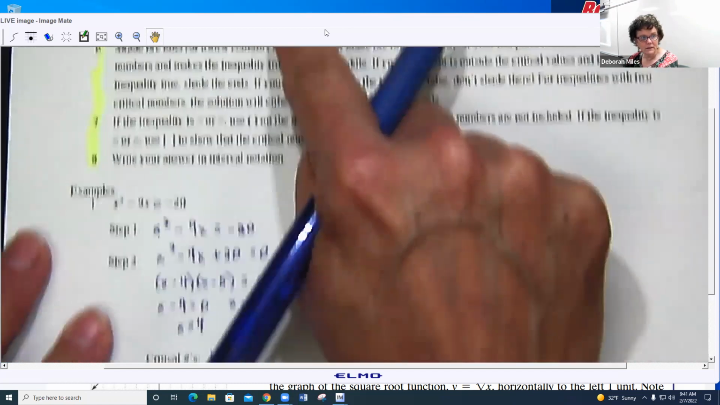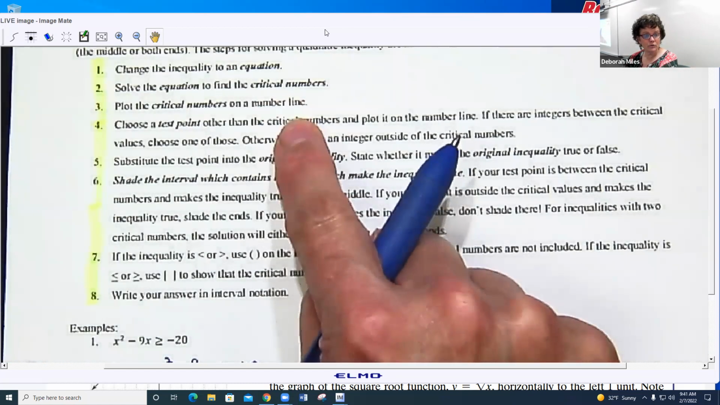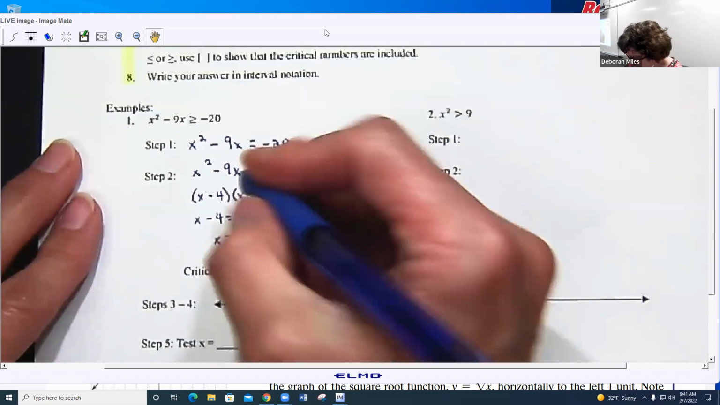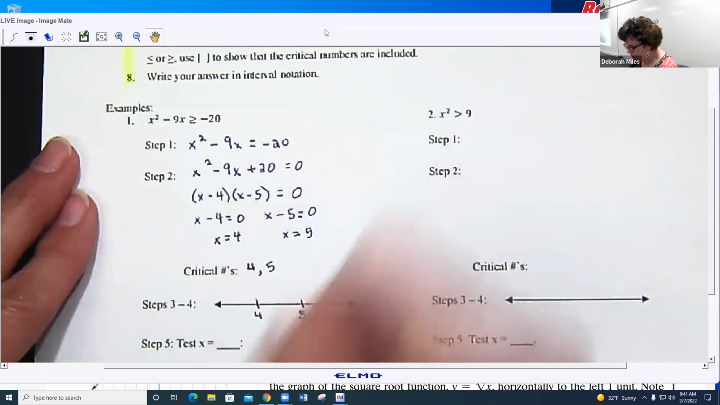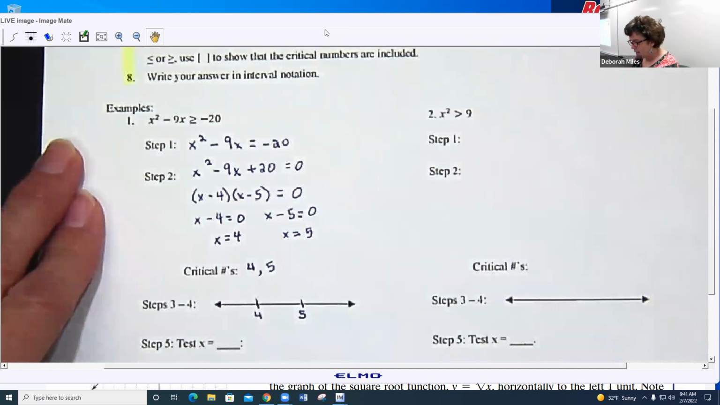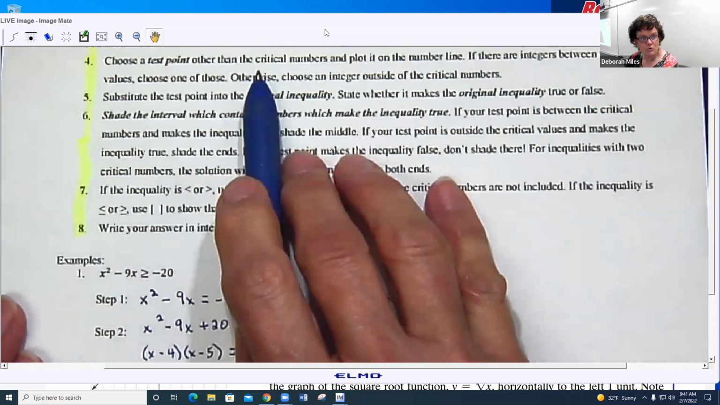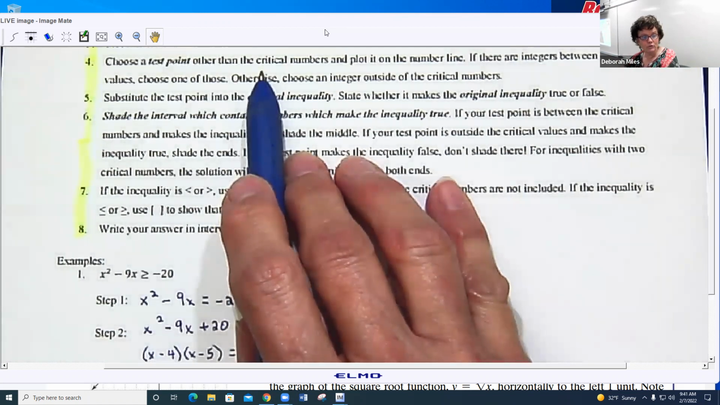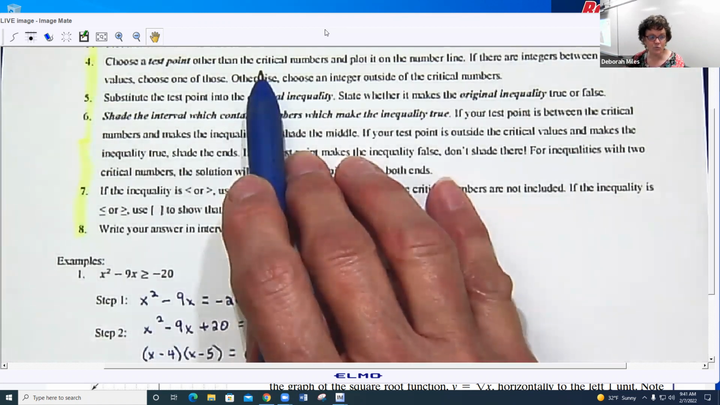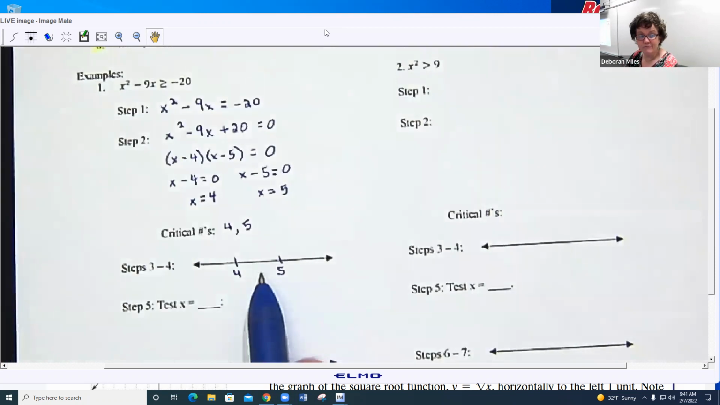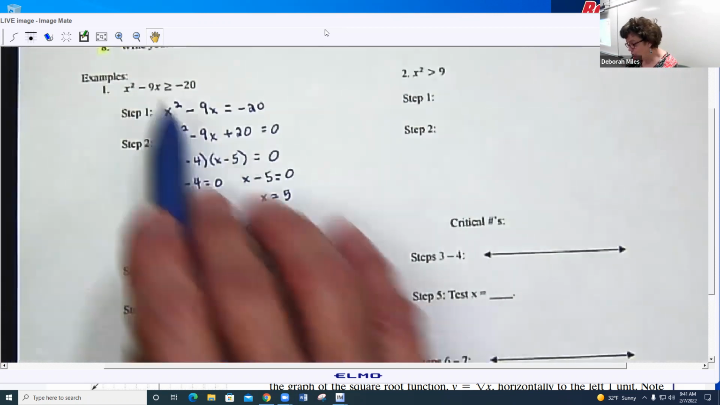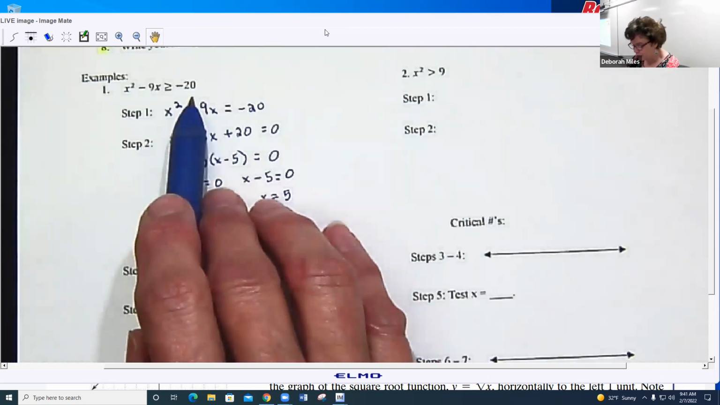Step 3 says put those critical numbers on a number line. So 0, 4, and 5 on a number line. And step 4 says choose a point other than those critical numbers. I can use anything in the world other than those critical numbers. I don't really like plugging 4.5 into this. I'd probably have to use a calculator for that.